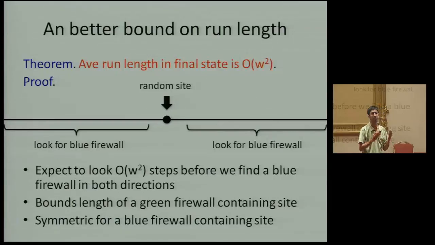So now, again, pick a random site and look one direction until you find a blue firewall. Again, this time it's O of W squared. Similar for the other side, and therefore the length of any green firewall containing that location is upper bounded by O of W squared. And the symmetric thing can be said for a blue firewall at that location. So that gives us what we want, that the average run length in this final state is going to be big O of W squared.